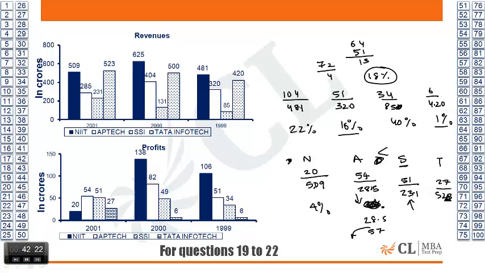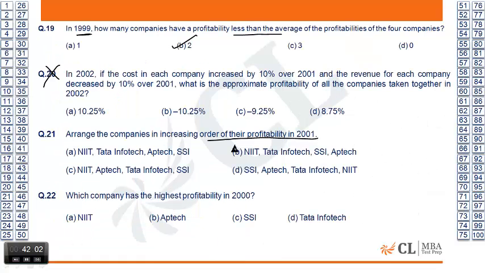What about our beautiful Tata? 1% is 5, and 5 fives are 25, so this is 5%, that is 4%. So this guy is 1, this is 2, this is 3, that is 4. Okay. Which company has the highest profitability in 2000?